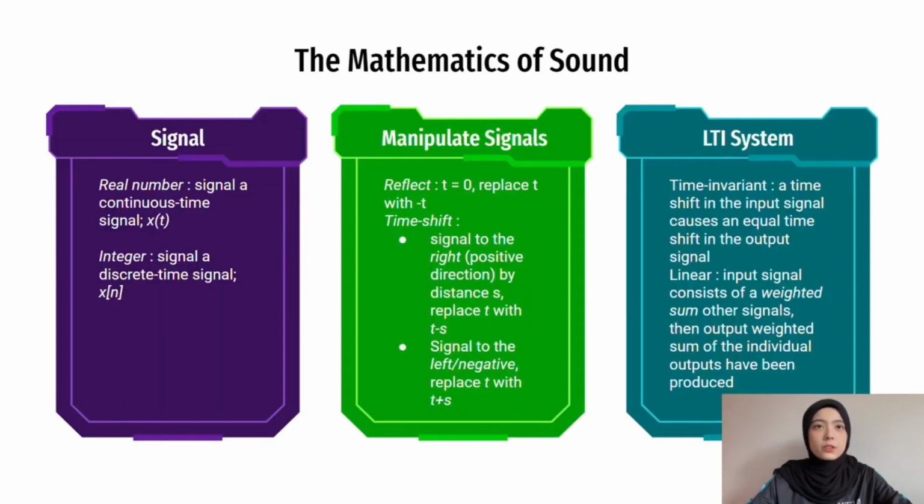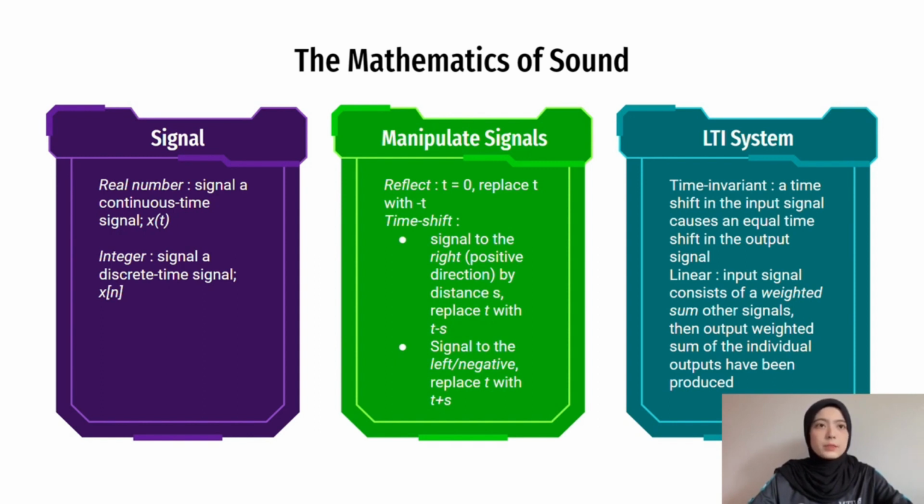Signal is a function of one or more independent variables describing the behavior of a physical phenomenon. Signal has two types, signal of continuous time and signal of discrete time. This signal can be manipulated, for example reflect, t equals to 0, replace t with negative t, or time shift signal to the right, positive direction, by distance s, replace t with t minus s.